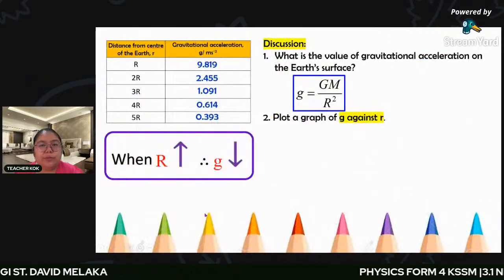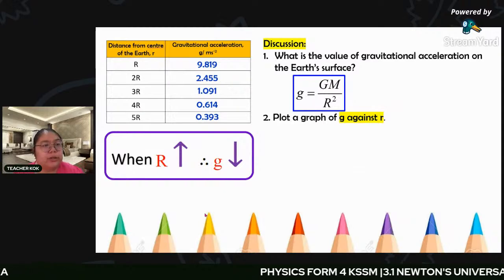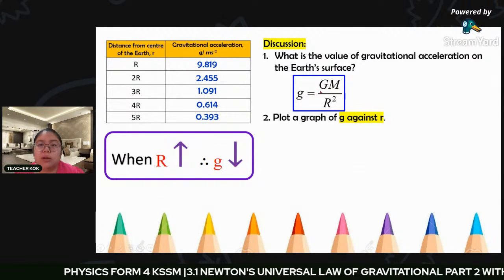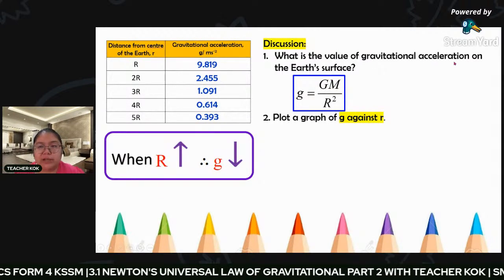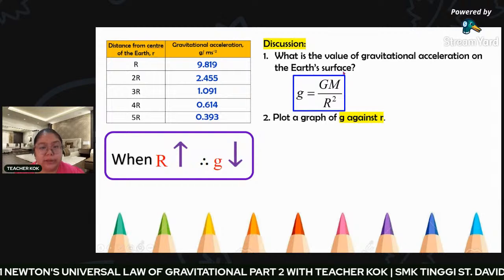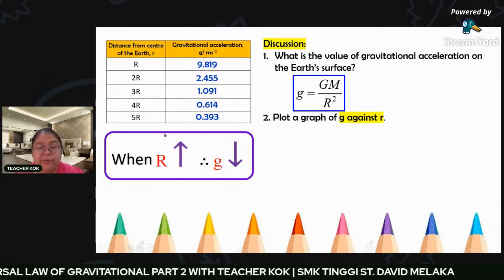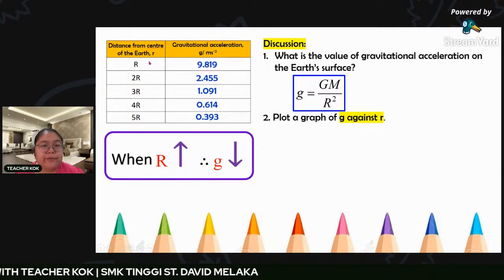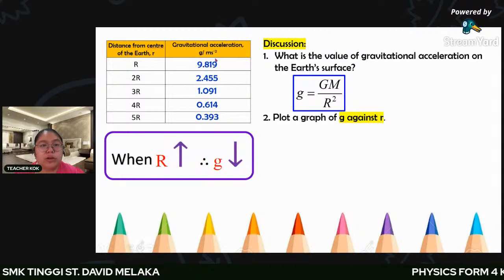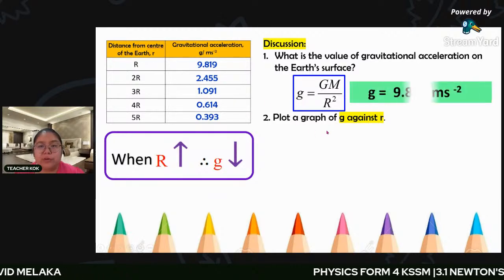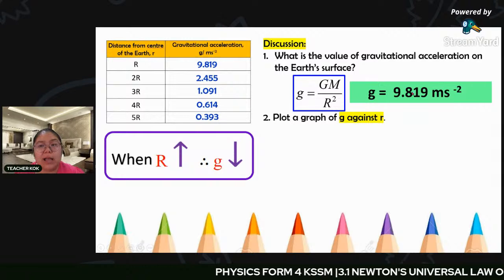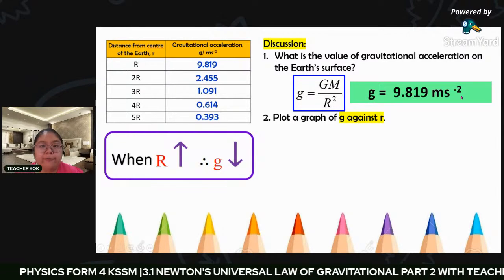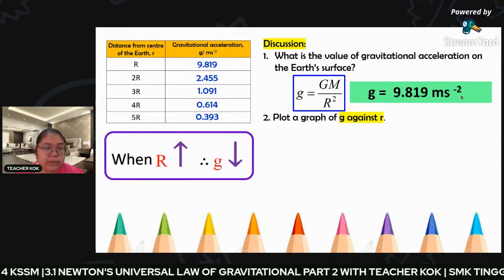Okay, so from here we need to answer some of the questions for this calculation. When R increases, the g will drop. What is the value of the gravitational acceleration on the Earth's surface? On the Earth's surface, that means we get the answer already. We can straightforwardly write: on the Earth's surface, it is 9.81 m/s². So this is the first answer when they ask about the surface.